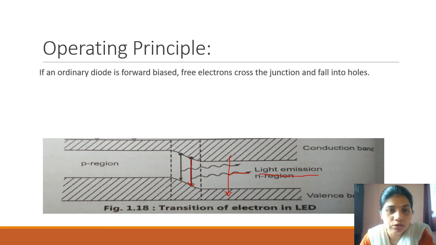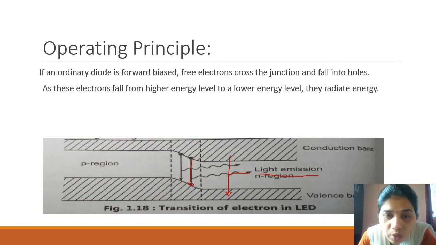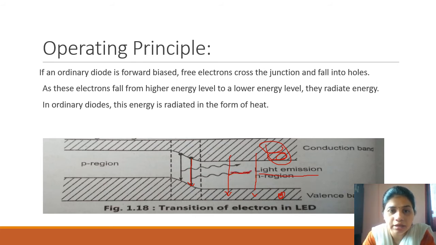In an ordinary diode, if it is forward biased, free electrons cross the junction and fall into holes, as we have seen in the earlier discussion of the working of the PN junction diode. As these electrons fall from a higher energy level to a lower energy level, they radiate energy. This radiated energy is in the form of heat for ordinary diodes, but for an LED this energy gets converted into light.